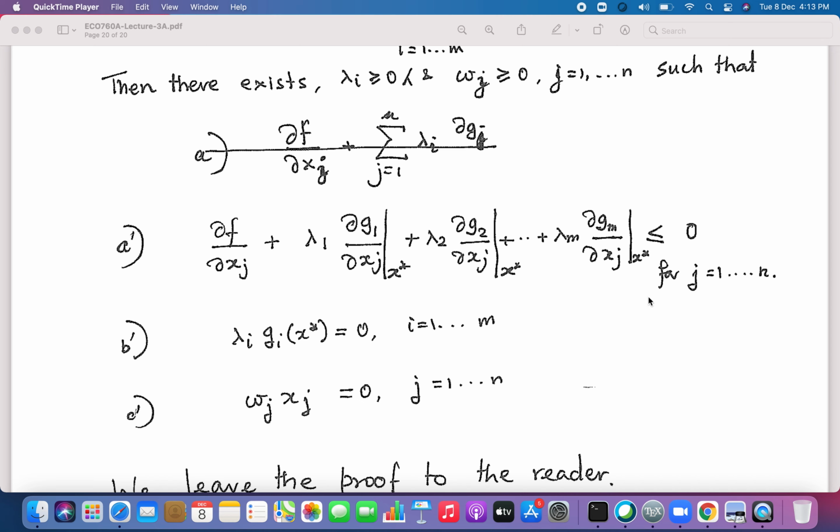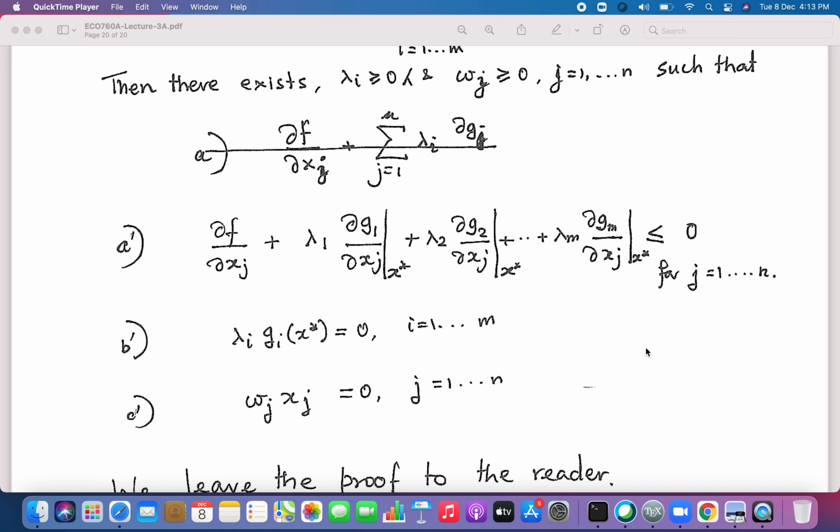Economists hardly write the things in terms of gradients. They always try to write them component wise in terms of the partial derivatives. So in terms of the partial derivatives, when you write that summation lambda i grad gi x bar, what you are basically doing is lambda 1 into grad g1, lambda 2 into grad g2.